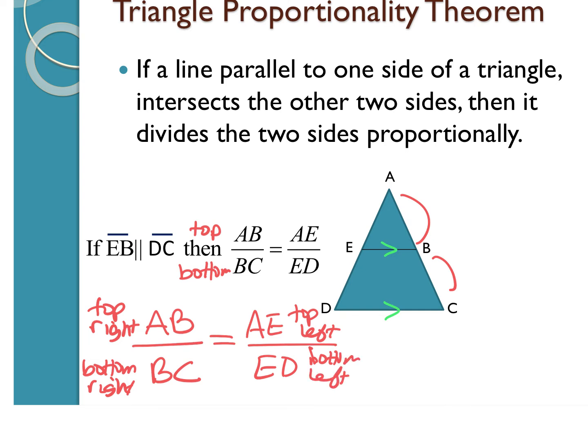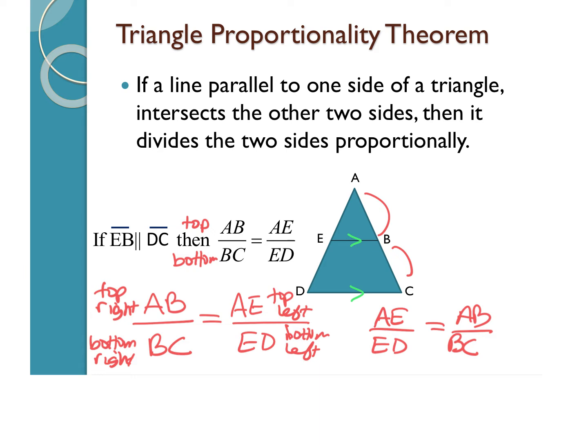Now, we've been trying to stay consistent and do right over left, or right first and then left. You could have also put AE over ED equals AB over BC. Notice that both letters on the top come from the top part here, and both of the letters down here come from the bottom section. Now, we could also go right to left or left to right. It doesn't matter as long as you stay consistent.